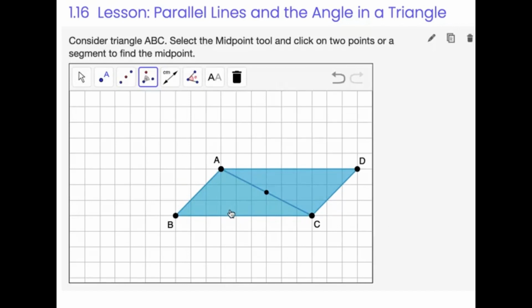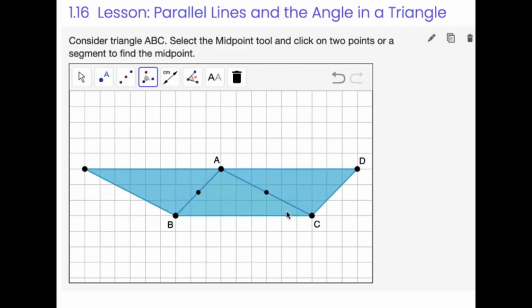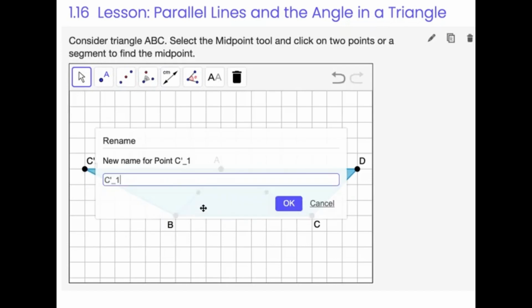Likewise, it tells you to rotate triangle ABC around the midpoint of side AB. So let's find the midpoint of side AB and rotate our triangle 180 degrees around that point. And we will name that point as E.